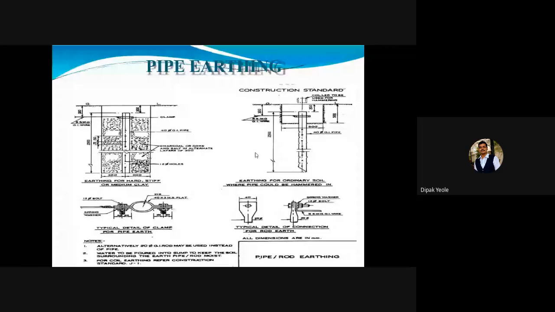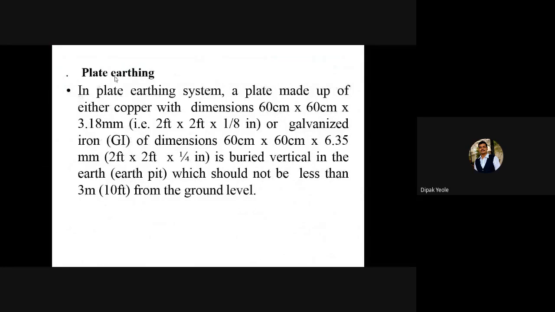Yes. Now we are interested in the next earthing, that is called plate earthing. So the name indicates itself. We have to use the plate instead of pipe. So what are the dimensions for the plate? Plate is made up of either copper with dimensions 60 centimeter by 60 centimeter by 3.18 millimeter, or you can use galvanized iron, dimensions of 60 by 60 by 6.35.